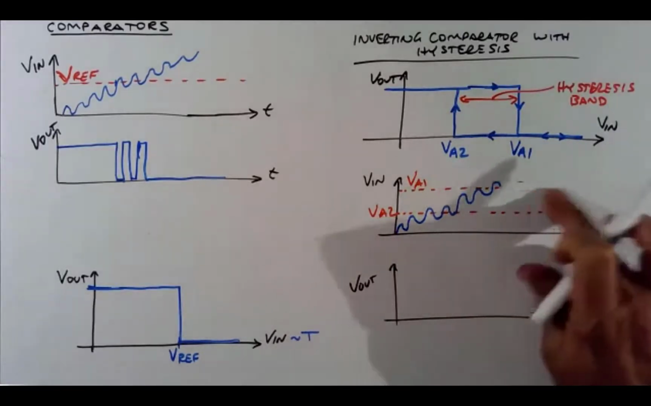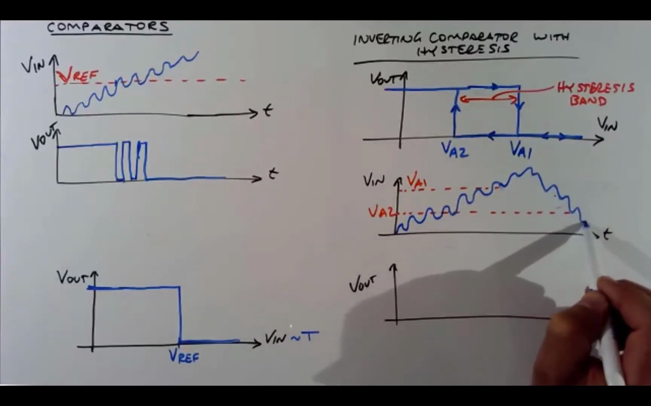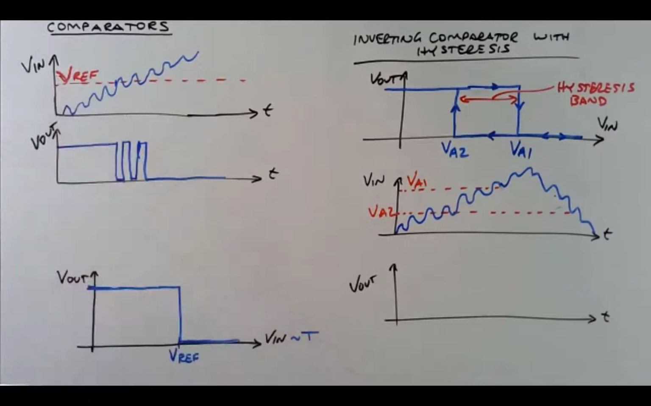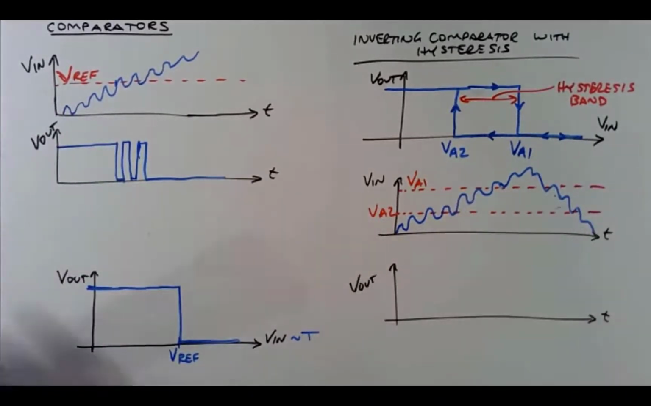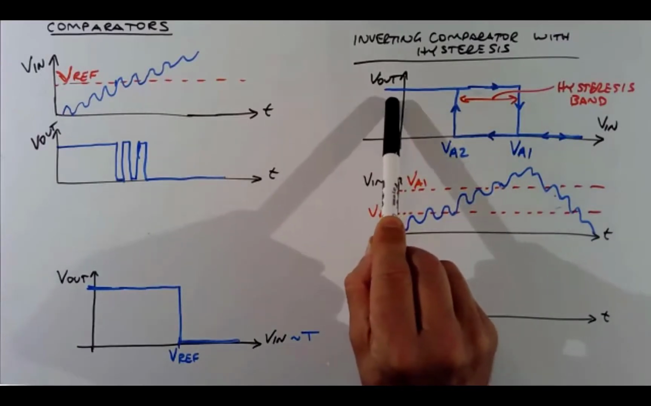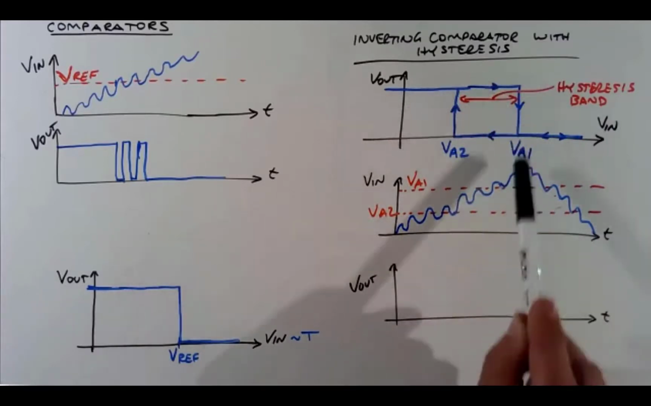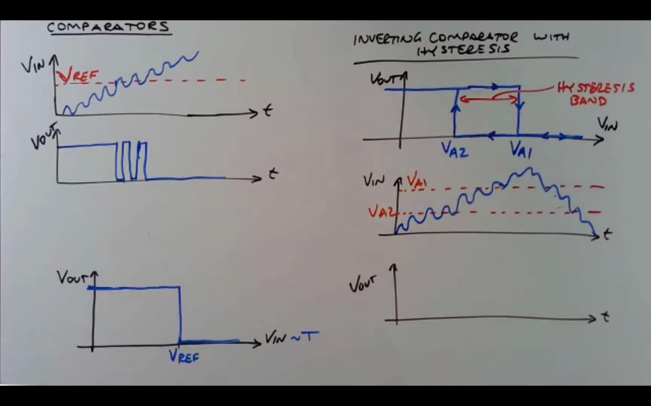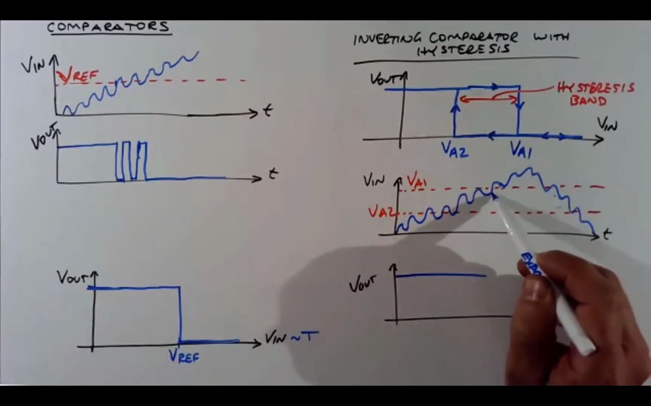I mean, kind of make that go above. So maybe that noisy signal does something like that. And let's look what happens. So the heater is on. Let's suppose the house starts out cold. The heater is on as long as the input voltage is less than VA1, right? You don't turn the heater off until VA1. So I have an output voltage here, V out, that is high until the first crossing of VA1.